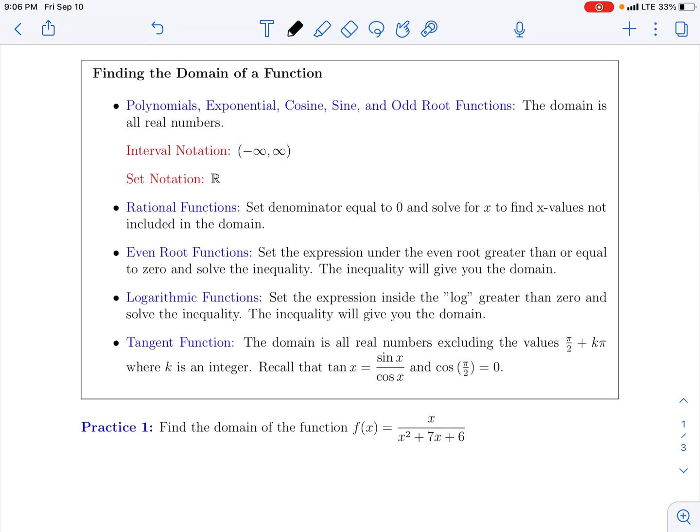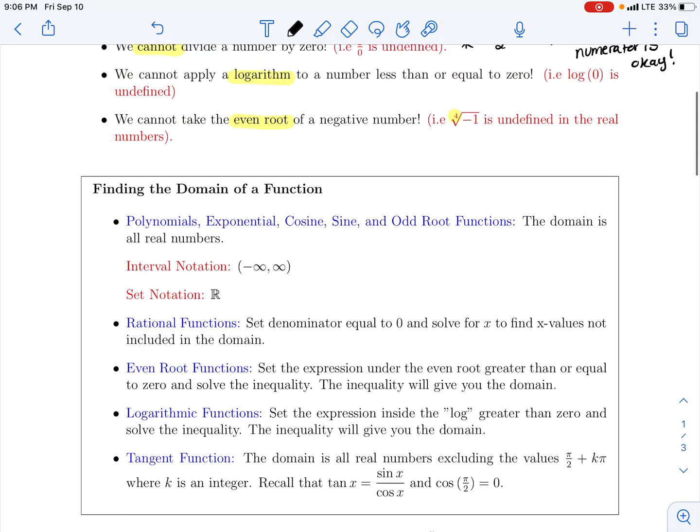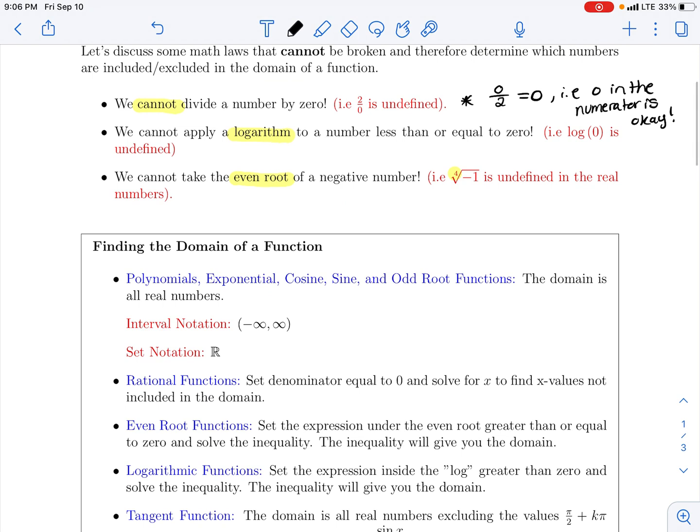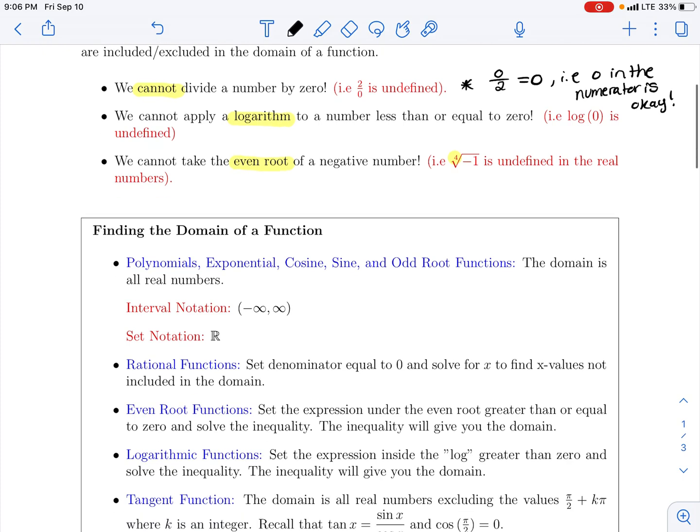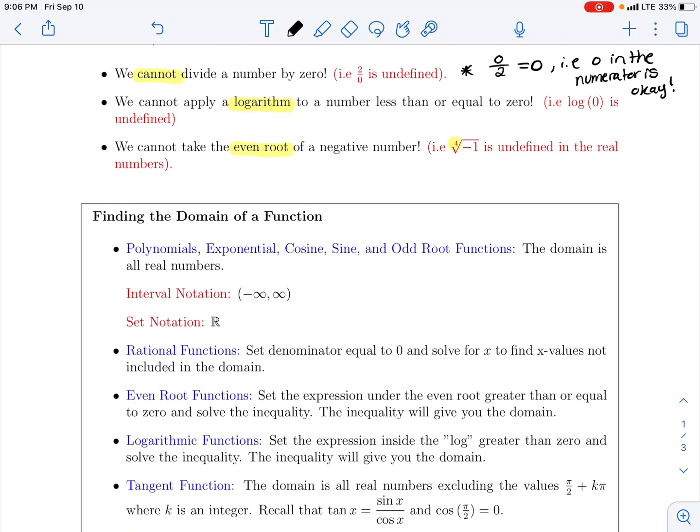Okay, so for polynomials, exponential functions, cosine, sine, and odd root functions, the domain is all real numbers. This is because, right, for all of those types of functions, I'm not breaking any of those math laws that we had up here, right? So I'm not dividing by 0, I'm not trying to take the log of a negative number, I'm not trying to take the even root of a negative number. Okay, so there's no issues with those functions, and so that's why the domain there is all real numbers. Whatever I plug into those functions, I will get out a number.